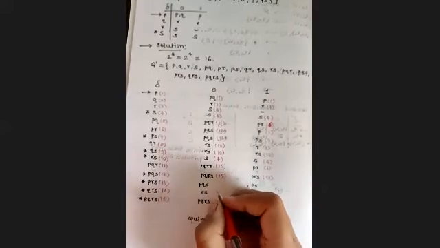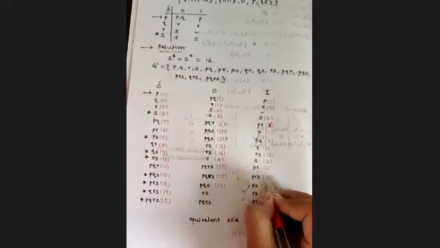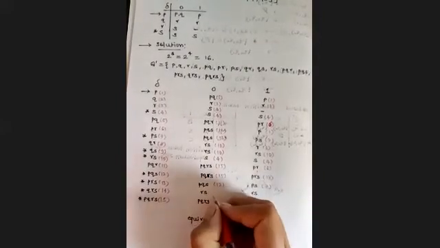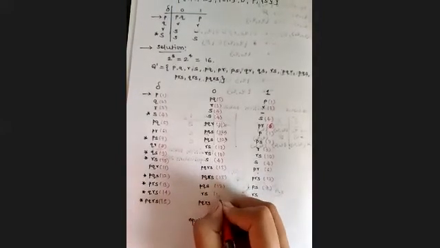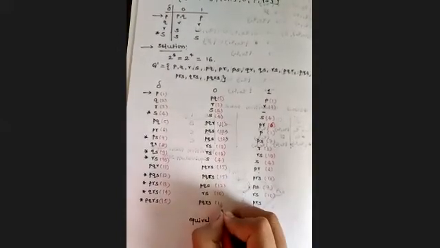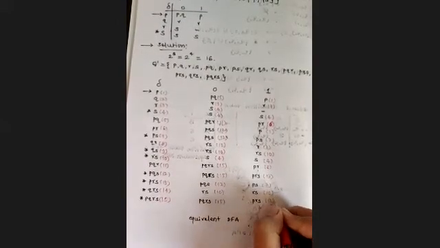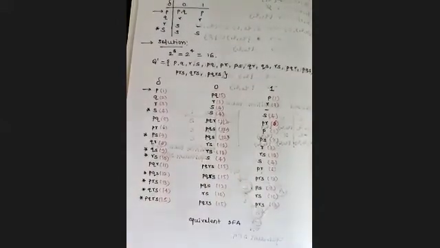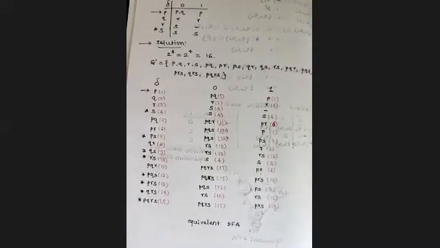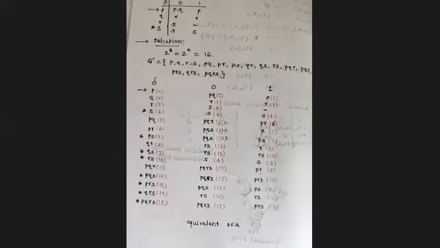Yes. PQS is 12. PS is 7. RS is 10. RS is again 10. PQRS is 15. And last one, PRS is 13. Okay. So this is how we have replaced this thing. अब हमें क्या करना है? Equivalent state find out करना है.